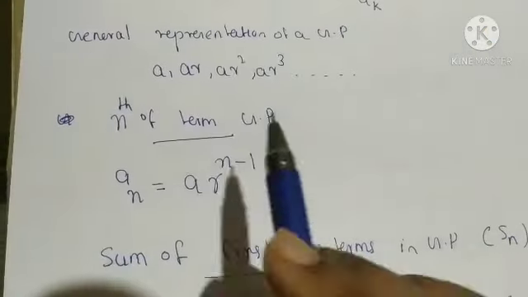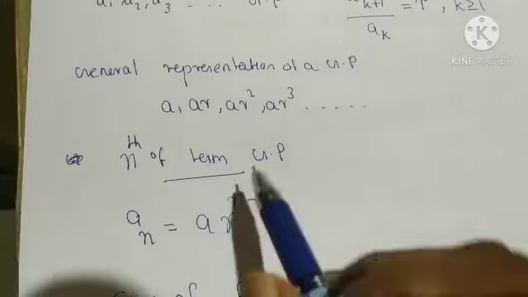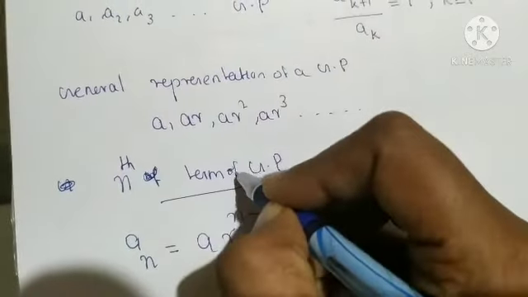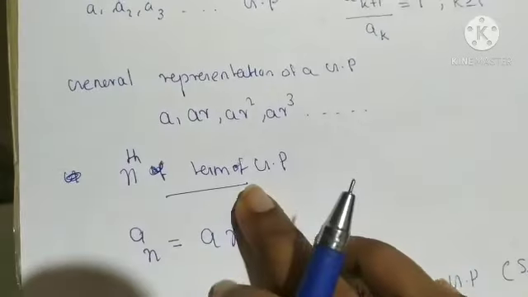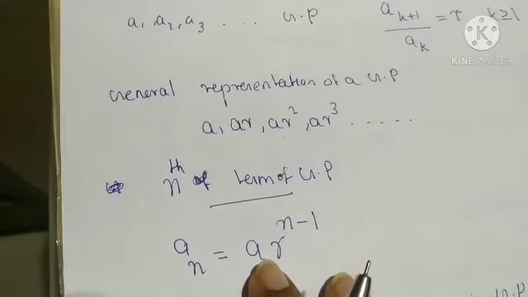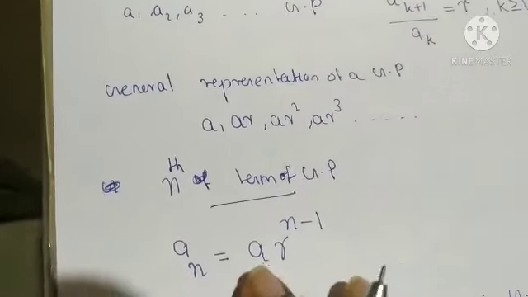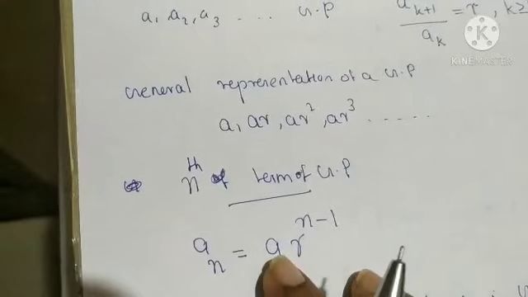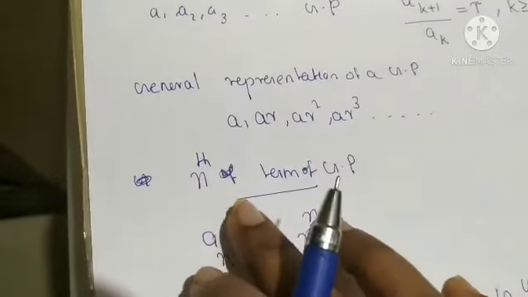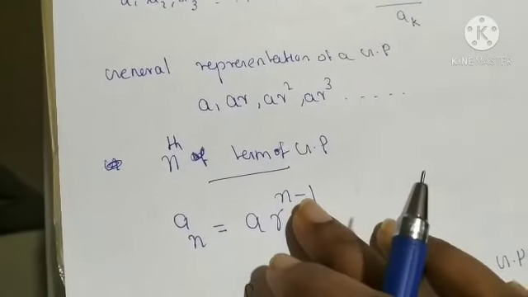Next topic is the nth term of a GP. The formula for finding the nth term of a GP is a r raised to n minus 1. We know that a is the first term and r is the common ratio, and the formula for finding the nth term of a GP is an equal to a r raised to n minus 1.